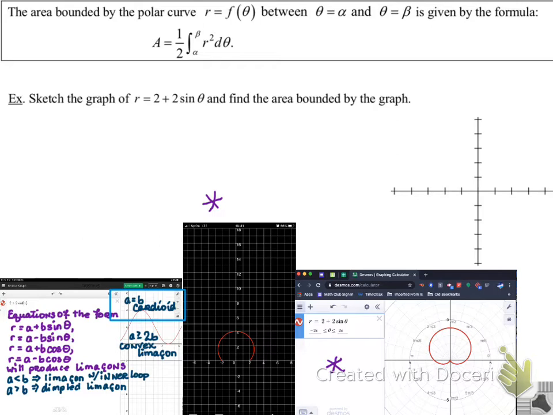So, the hard part about finding the area bounded by the graph is figuring out where the graph starts and where the graph ends. In order to figure that out, you need to know how to use either your graphing calculator or Desmos. And when you're doing this, I would recommend using both.